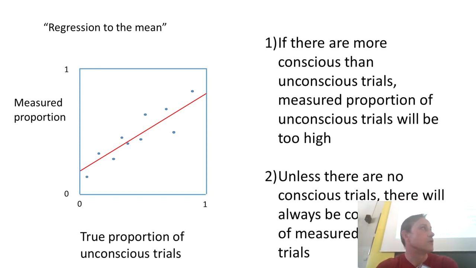Two conclusions follow from this simple model: that if there are more conscious than unconscious trials, the measured proportion of unconscious trials will be too high. That's this case here. So for this part of the graph, there are more conscious than unconscious trials, so you're going to measure too many unconscious trials. And more problematically, unless there are no conscious trials, there'll always be contamination of your measured unconscious trials. Because of measurement error, there'll always be contamination.